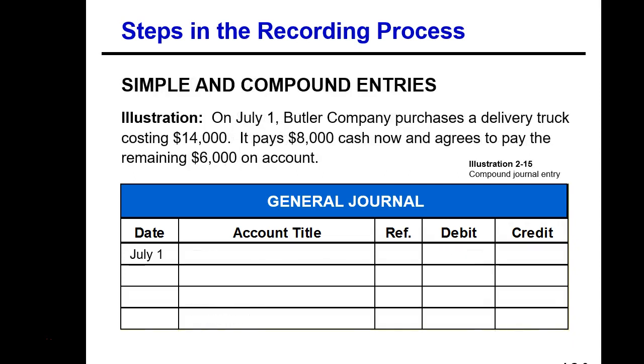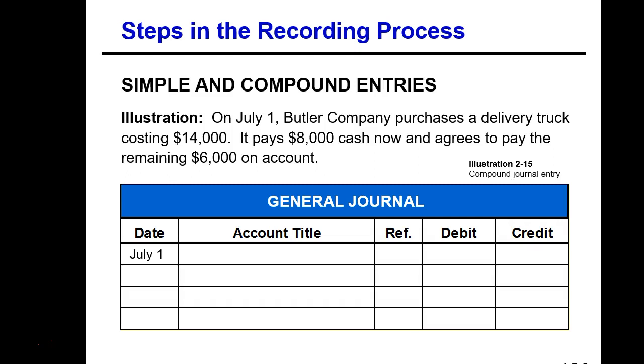Okay, next up, July 1st, we purchased a delivery truck costing $14,000. We pay $8,000 in cash now and agree to pay the balance of $6,000 on account. Now in accounting, we have a lot of terminology. That's why the reading is so important. We need to understand, what does on account mean? It means that we have not paid the full amount for the truck yet. We still owe them $6,000 that we plan to pay at a later date.